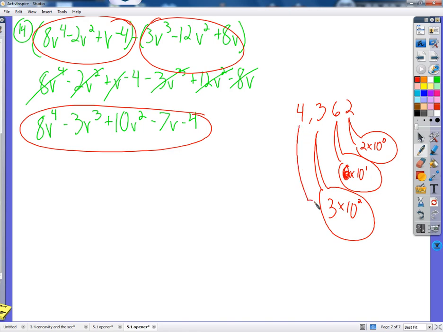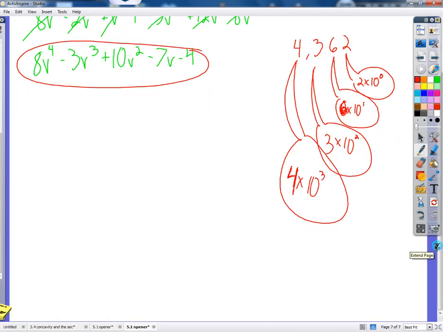This one, 4 times 10 to the 3rd. We can just keep going on, times 10 to the 4th, times 10 to the 5th, 6, 7. So we can write this as 4 times 10 to the 3rd plus 3 times 10 squared plus 6 times 10 plus 2.